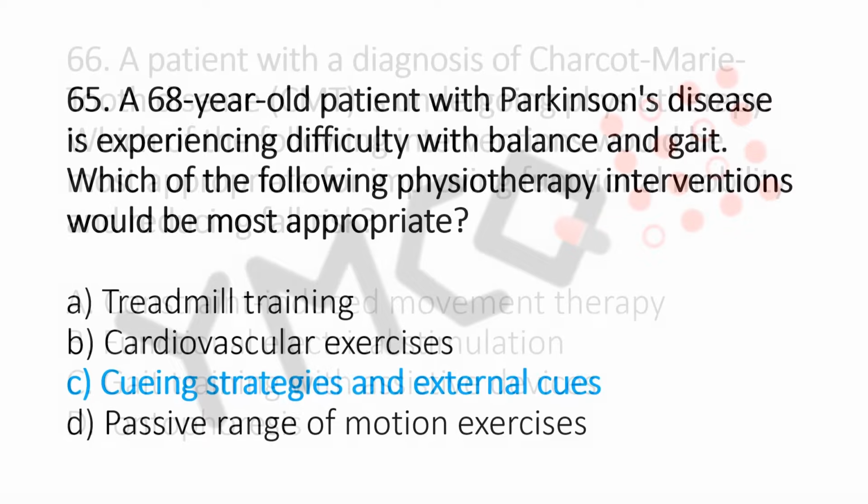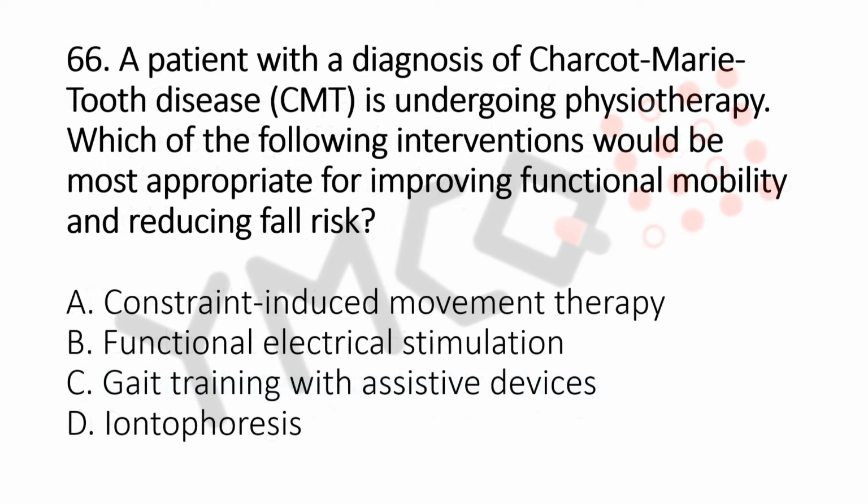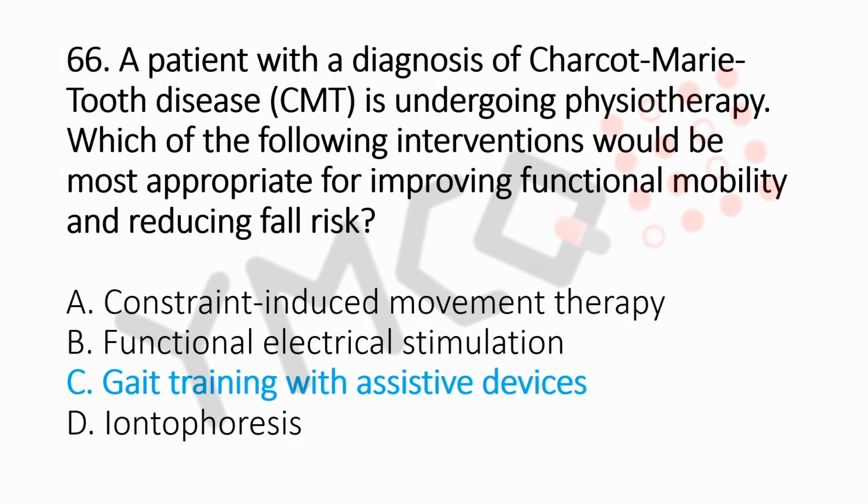Now let's move to question number 66. A patient with a diagnosis of Charcot-Marie-Tooth disease is undergoing physiotherapy. Which of the following interventions would be the most appropriate for improving functional mobility and reducing risk of fall? Option A, constraint-induced movement therapy. Option B, functional electrical stimulation. Option C, gait training with assistive devices. Option D, iontophoresis. And the answer is option C, gait training with assistive devices.